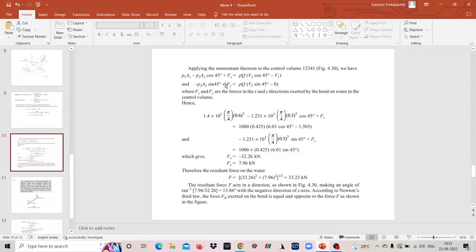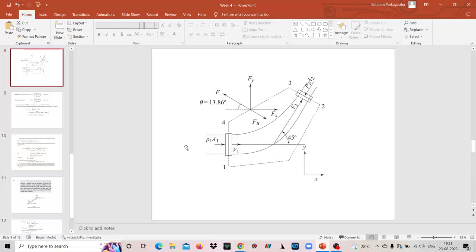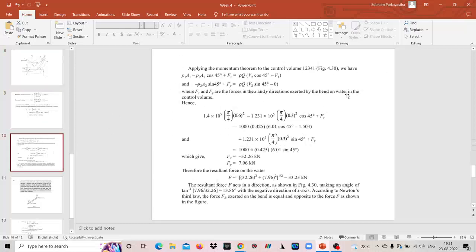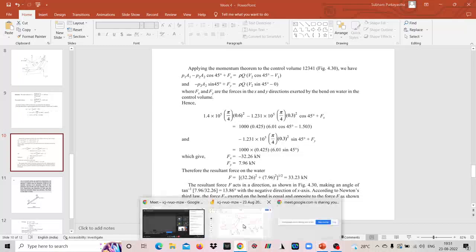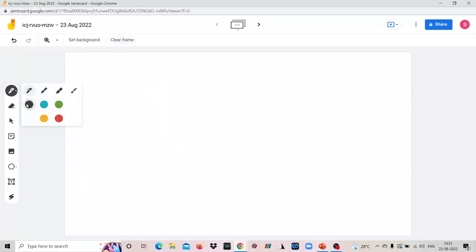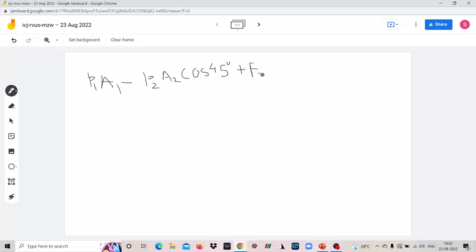Now because of V1, rho Q V1 is directly along the x-axis. This equation is the manipulated form, with rho Q V1 on this side. Or if you write it directly, I think that will be a better idea. So what are the forces? P1A1 minus P2A2 cos 45 degree plus Fx plus rho Q V1.